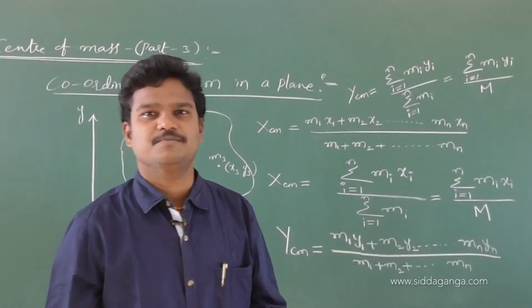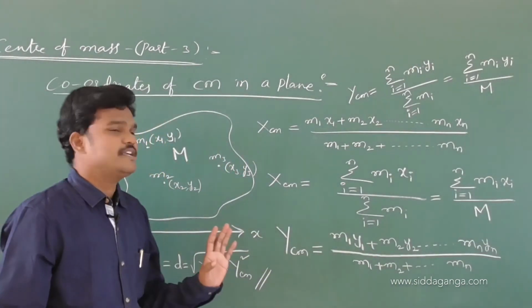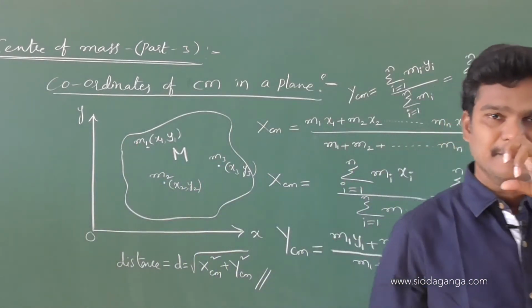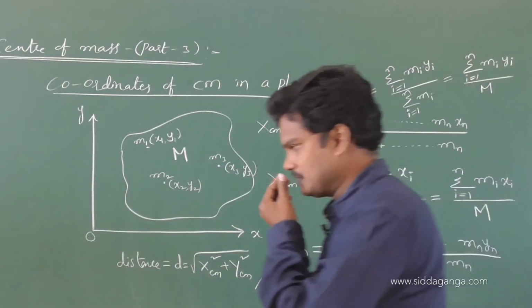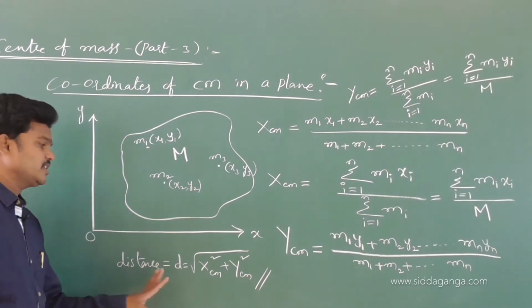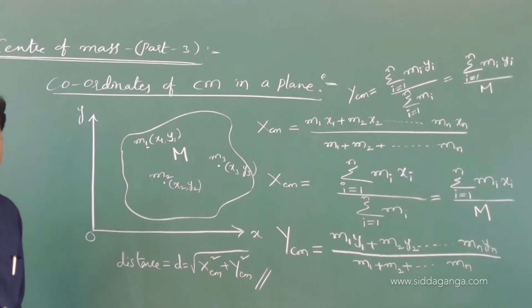Next, some concepts related to some entrances. So these are the coordinates in a plane. Take this. So here, d is what? Distance of center of mass from origin.